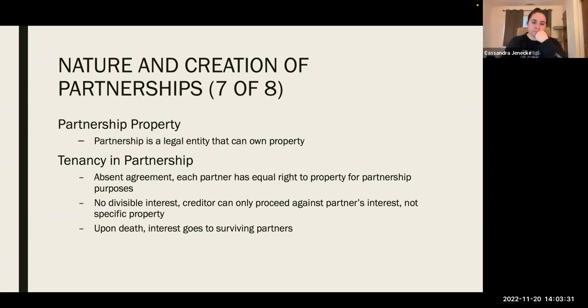Now, a good thing about general partnerships is that if an individual partner dies, and we'll talk a little bit later about other ways that a partnership can get dissolved or reasons why, but upon death, the interest in partnership property goes to the surviving partners. It doesn't get to go to a spouse. It doesn't get to go to their family. It's not deedable, if you will, or leavable in a will. So that interest is going to go to the remaining partners so that they can continue operations of the partnership.